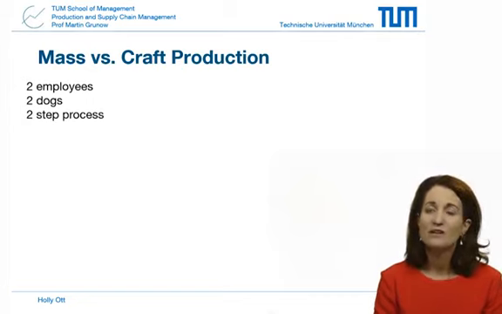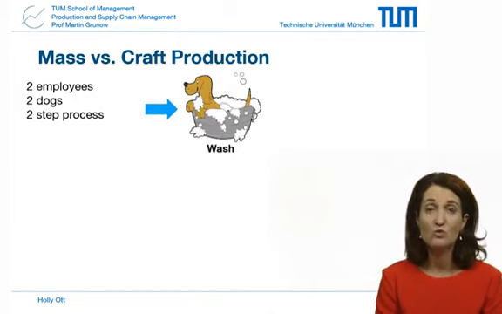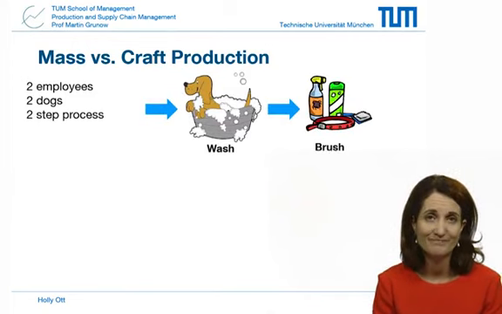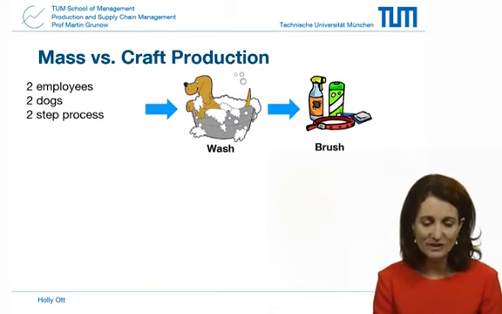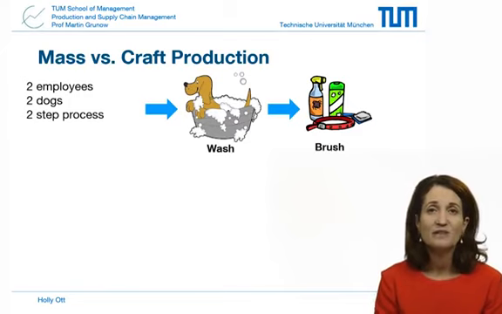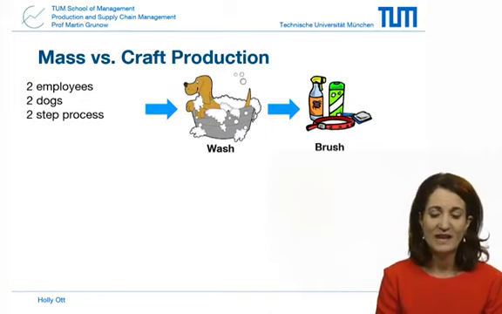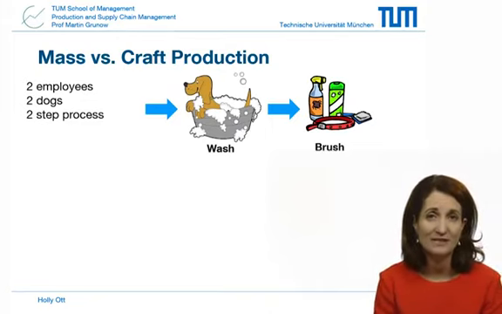For example, we're running a dog grooming salon, and we have 2 employees. We've got 2 dogs ready to be processed and a 2-step process. First, we want to wash our dog, and then we want to do the grooming, to brush. So to use the production lingo, our dogs are 2 jobs. We've got dog A and dog B, and we need to perform the service of washing each dog and then grooming them. We can't groom before we wash, so we have a specific sequence to our process steps.